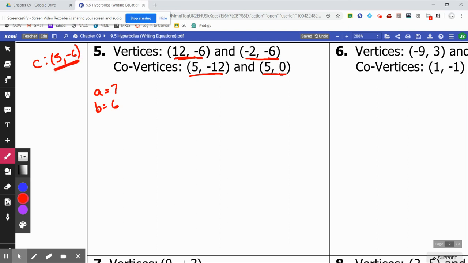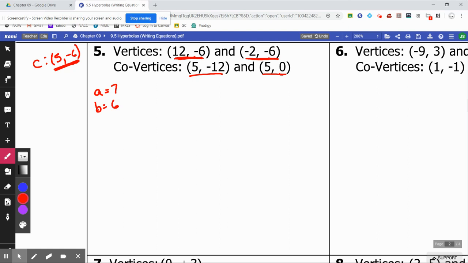Next up, your vertices. Here's your center. Your vertices are to the right and to the left of that center. So therefore, this is going to be a horizontal ellipse, or excuse me, a horizontal hyperbola. And again, you can see the methods are actually just like what we did before.